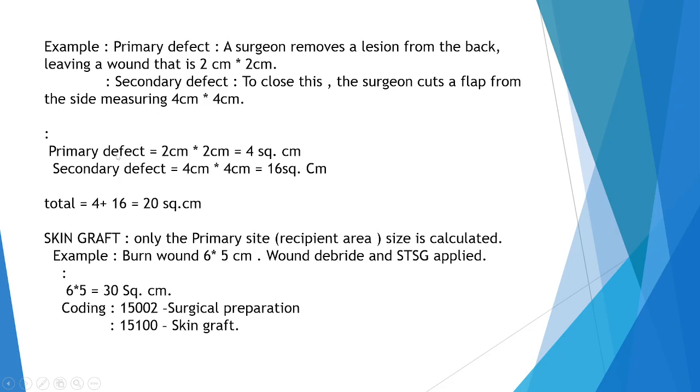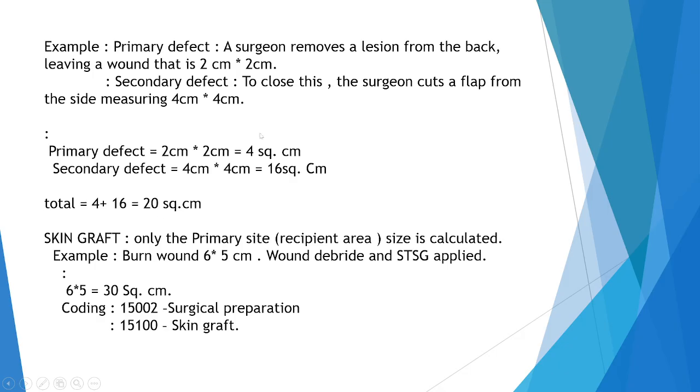So there is a primary defect area. We have to calculate the area. What is the formula of area? Length into breadth. So we'll calculate length into breadth. 2 into 2 is equal to 4 square centimeter. And this secondary defect area, 4 into 4, 16 square centimeter.